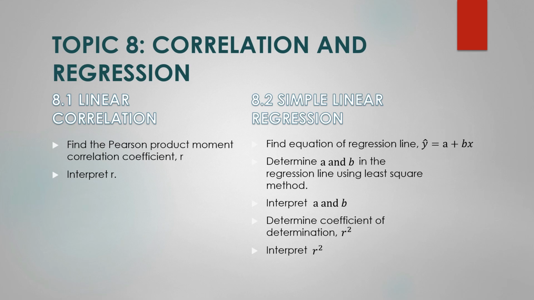But before that, let's recall what we had learned in lecture 1. In lecture 1, we already learned about 8.1 linear correlation, and then we also learned how to find the Pearson product moment correlation coefficient, which is r. We also learned how to interpret the value of r. Next, let's proceed with 8.2 simple linear regression.